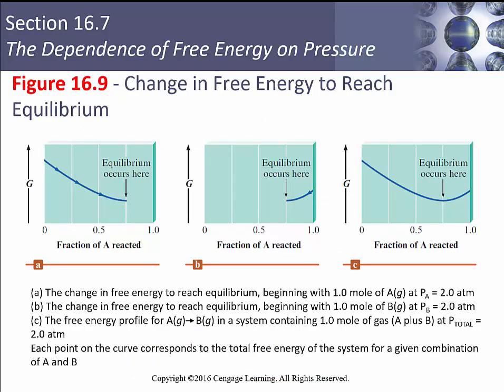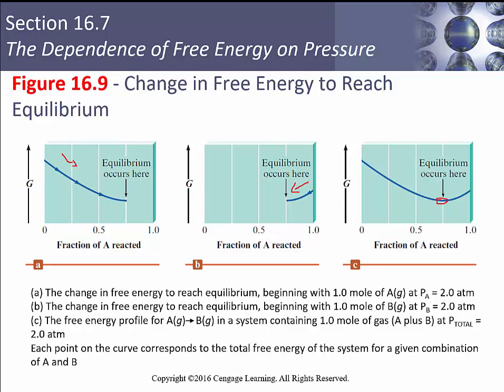So if we're looking at G as being our energy and we're looking at a fraction of A being reacted, in A, the free energy change to reach equilibrium begins with 1 mole of A and 2 moles of gas. We're going to start moving forward. In B, the change in free energy to reach equilibrium begins with 1 mole of B, our product. It's going to roll down the hill backwards. So if we start off with just product, it's going to roll backwards to reach equilibrium. If we start off with just reactant, it's going to roll forwards. And so our fraction of A reacted is going to reach some stable point that's at equilibrium.